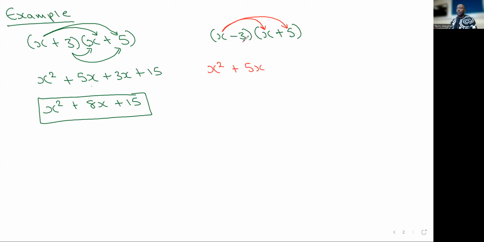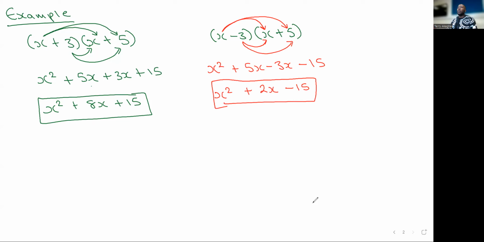Now, minus 3. So this time it's minus 3, not just 3. Remember the last time it was positive 3. Now it's negative 3, okay? Minus 3 times x will give you minus what? 3x. Minus 3 times 5 will give you what? Minus 15. So it's going to give you x squared plus 5x minus 3x is going to give us what? Plus 2x minus what? 15. And that will be the answer for that.